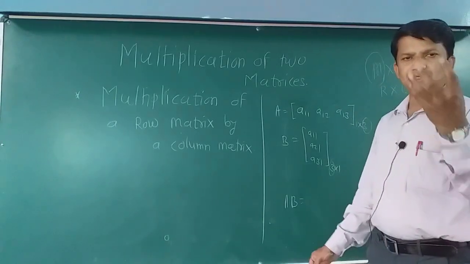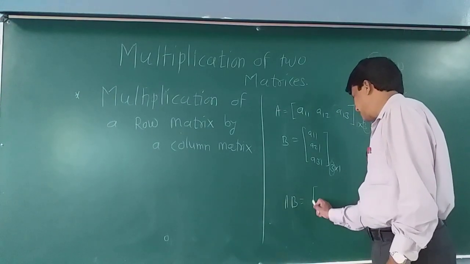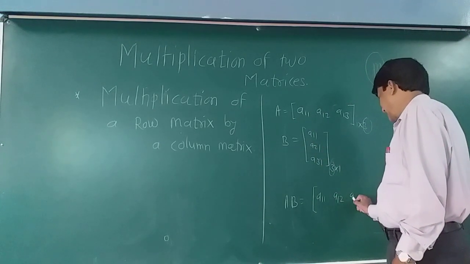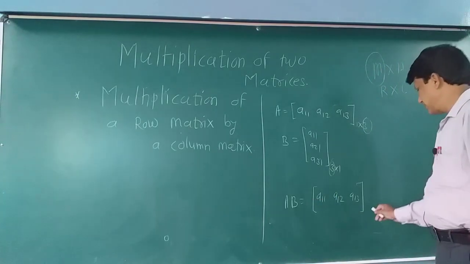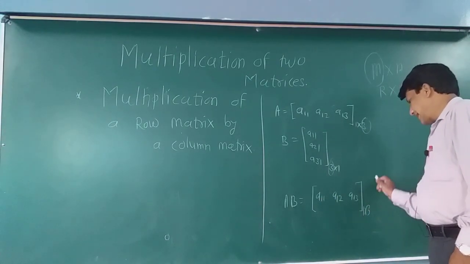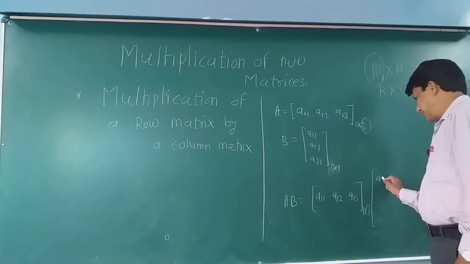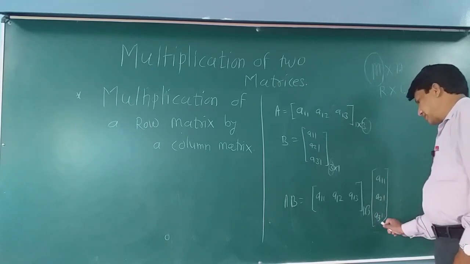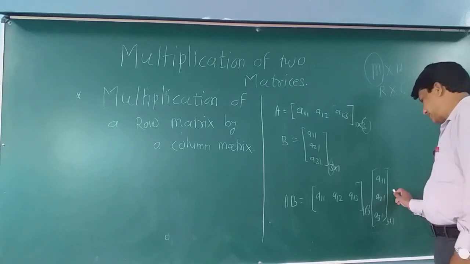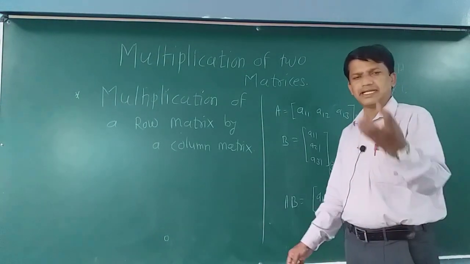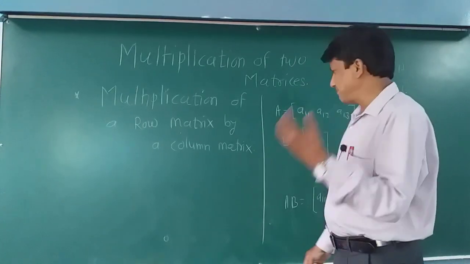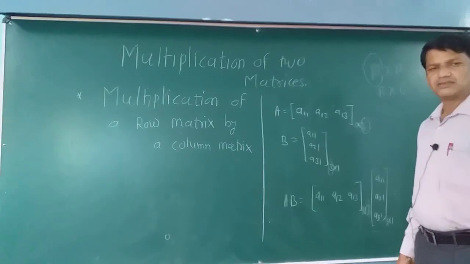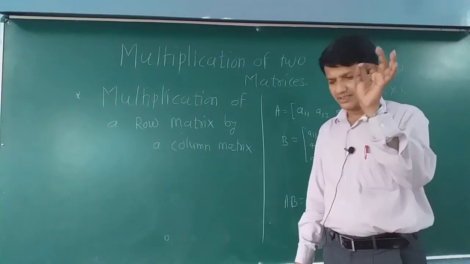AB can be obtained. Here, what is A? A means A11, A12, A13. This is 1 by 3. And here the column A11, A21, A31. Order 3 by 1. Okay, and this product AB can be obtained, look here, row and column, 3 and 3 are the same. Therefore the product AB is possible.